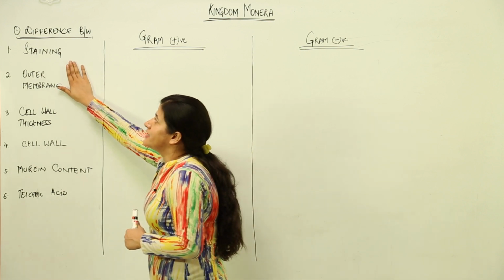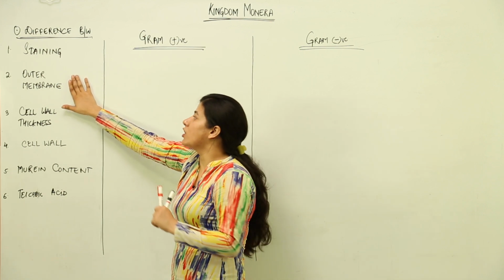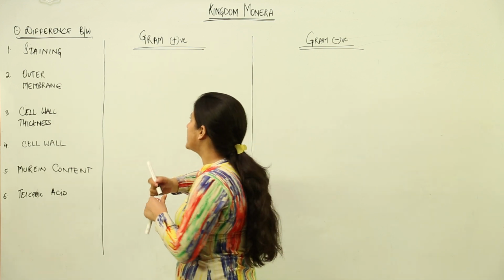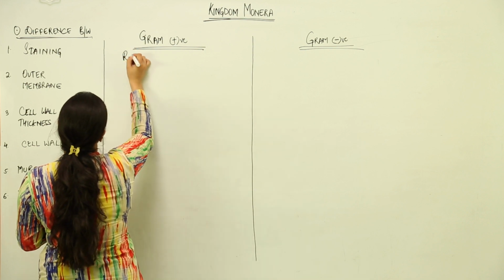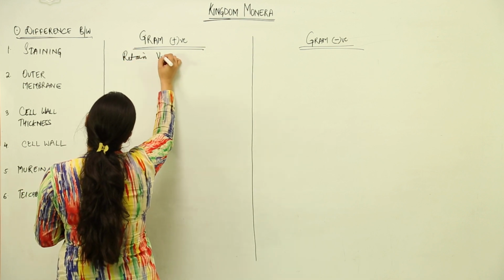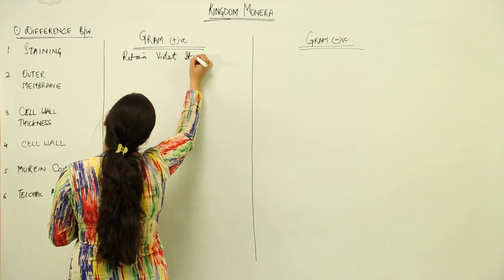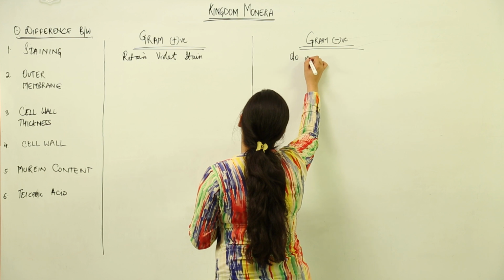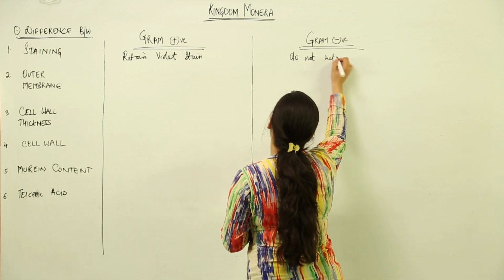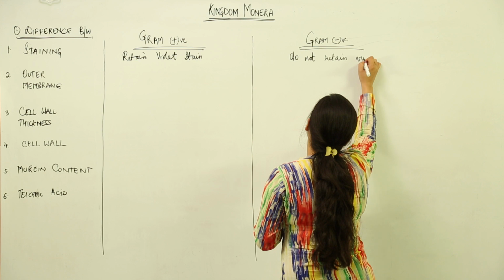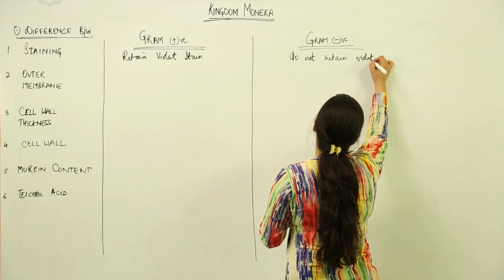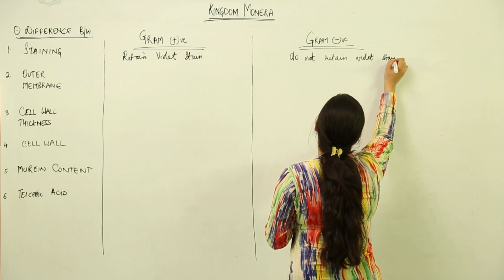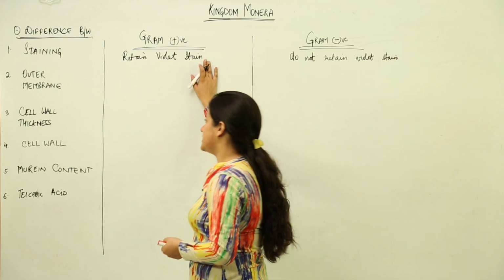First of all, it is the staining. We did talk about this, it is just repetition of the previous one. The gram positive bacteria retain violet stain, and the gram negative do not retain violet stain. This is the first one, and this is repetitive again. Why? Because the violet stain does not get retained in the peptidoglycan layer of gram negative. They become pinkish, these become pink, while the others retain violet.